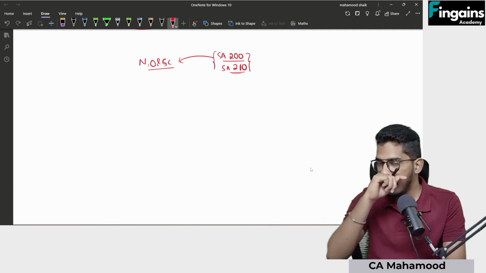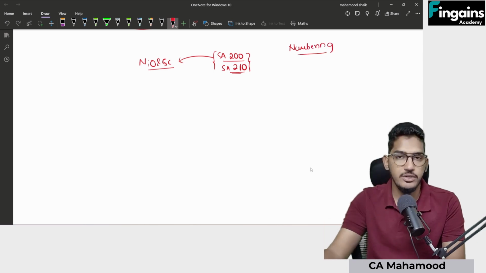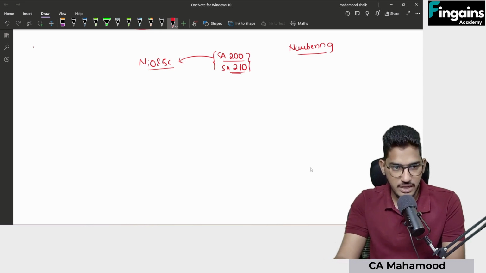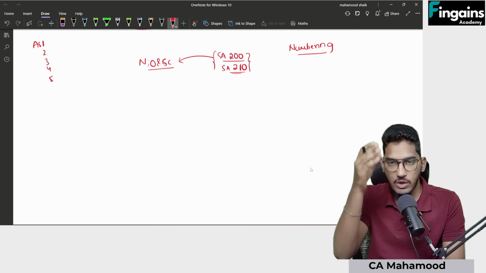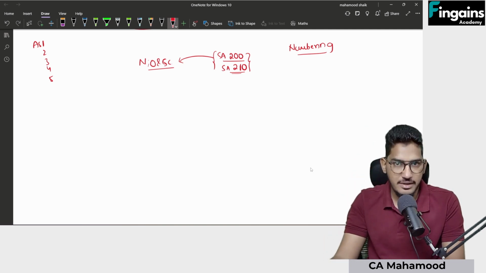Now one more point to add here. When it comes to the numbering of the standards on auditing, it is a bit weird. The accounting standards start from AS 1, and all the accounting standards are in a sequence: AS 2, AS 3, AS 4, AS 5. They follow an order. But the problem with the standards on auditing is that they do not have any sequence. They are very randomly scattered.